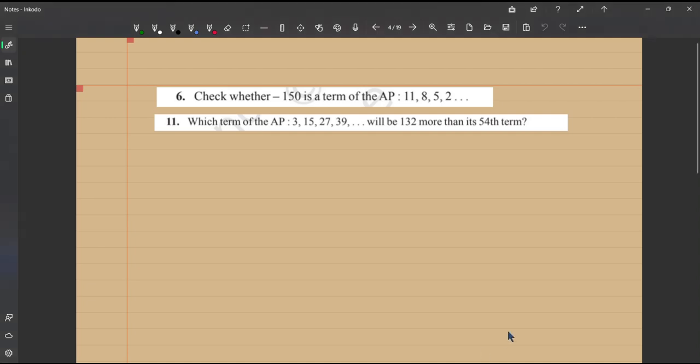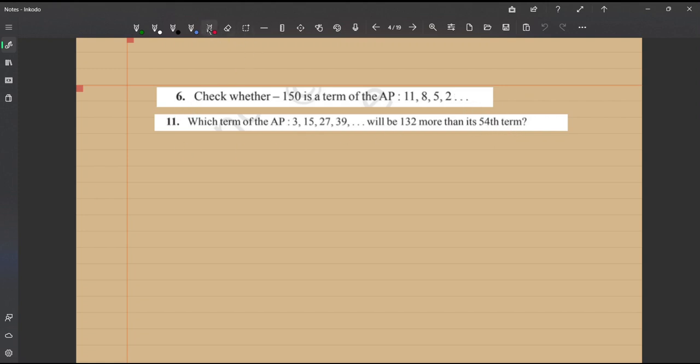Hello everyone. We have two questions here. First one is check whether minus 150 is a term of this particular arithmetic progression which has been given to you. The second question, which term of the AP which is given will be 132 more than its 54th term? Now let us do it one by one.